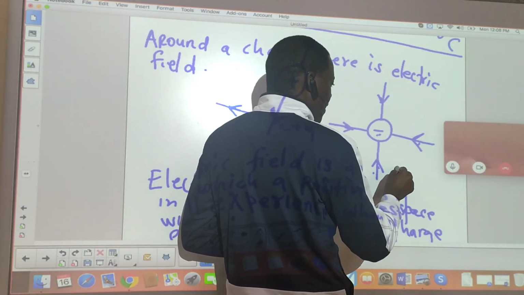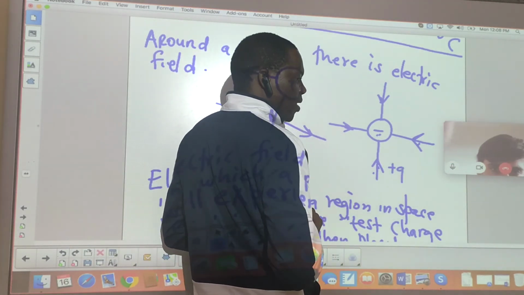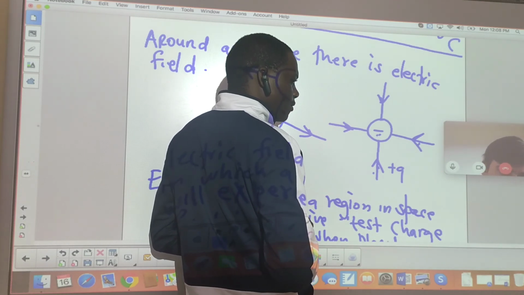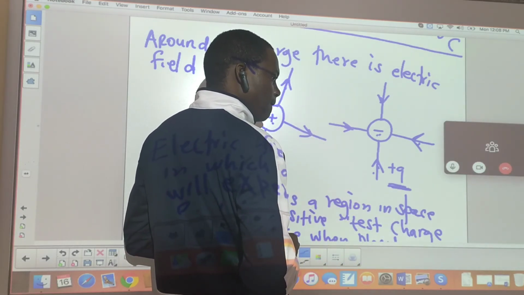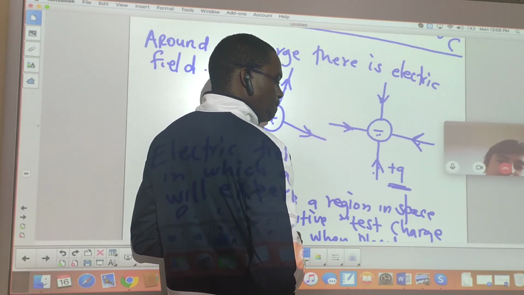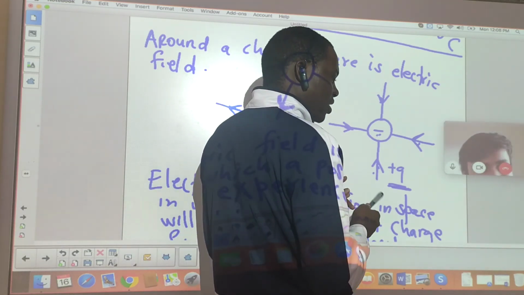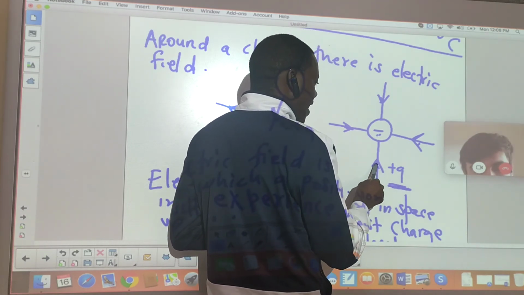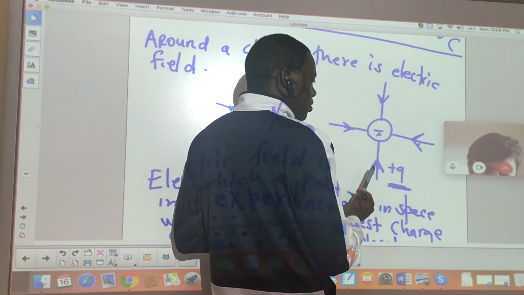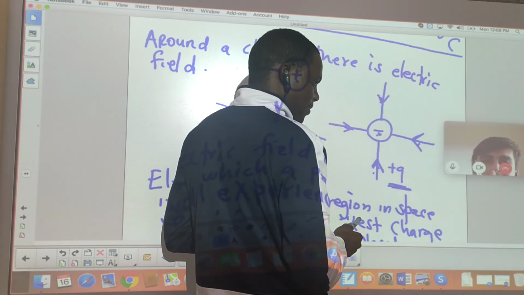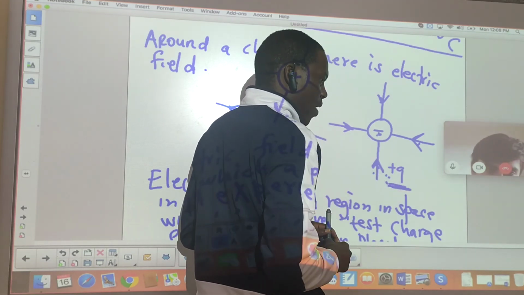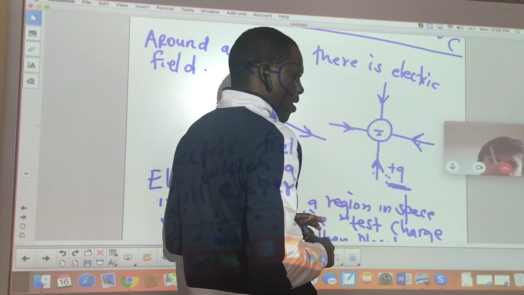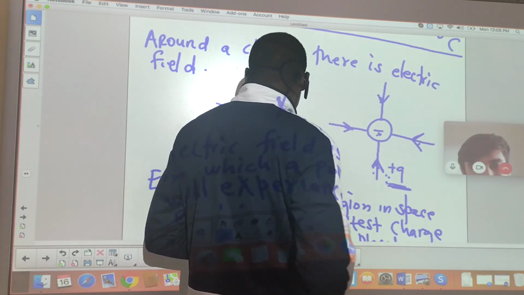But then let us put a positive charge here. What would happen here, boys? They will attract each other. So therefore, that's why the sign for a negative charge goes towards. Do you understand? The arrow goes towards, because if you place a positive charge, it will just go straight to, it will be attracted by the negative charge. Do you understand?